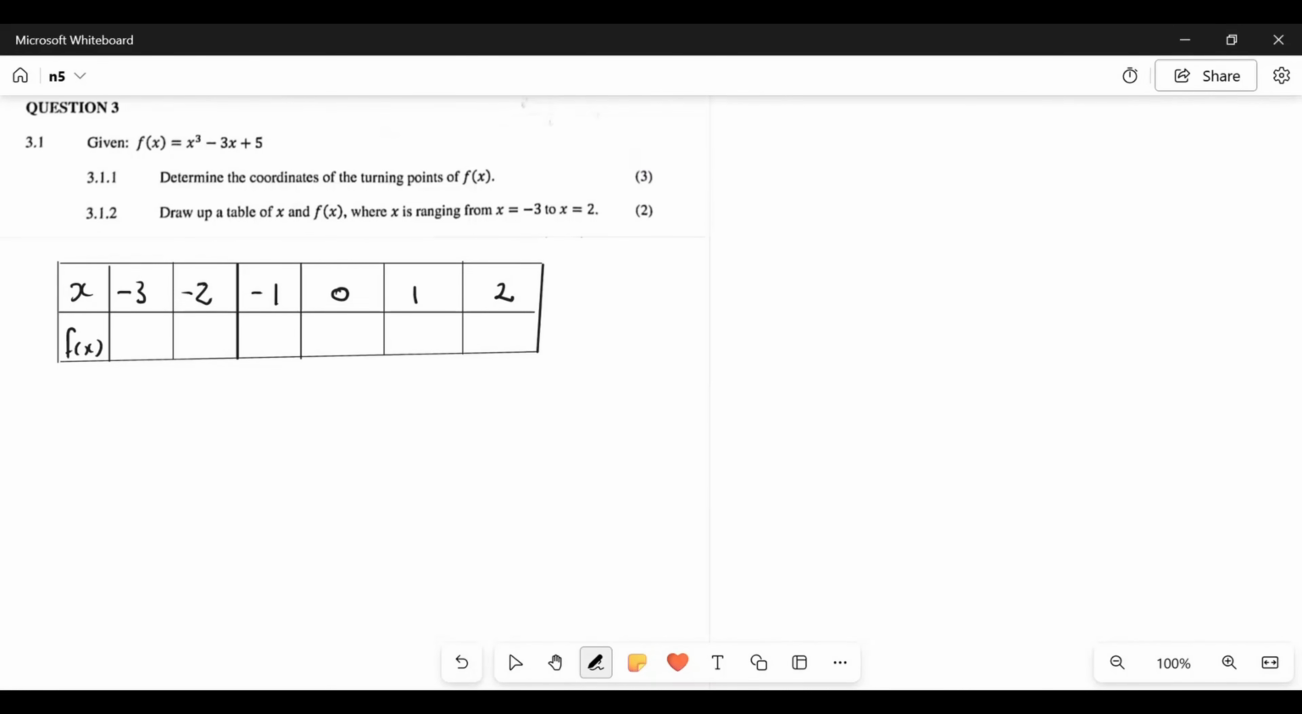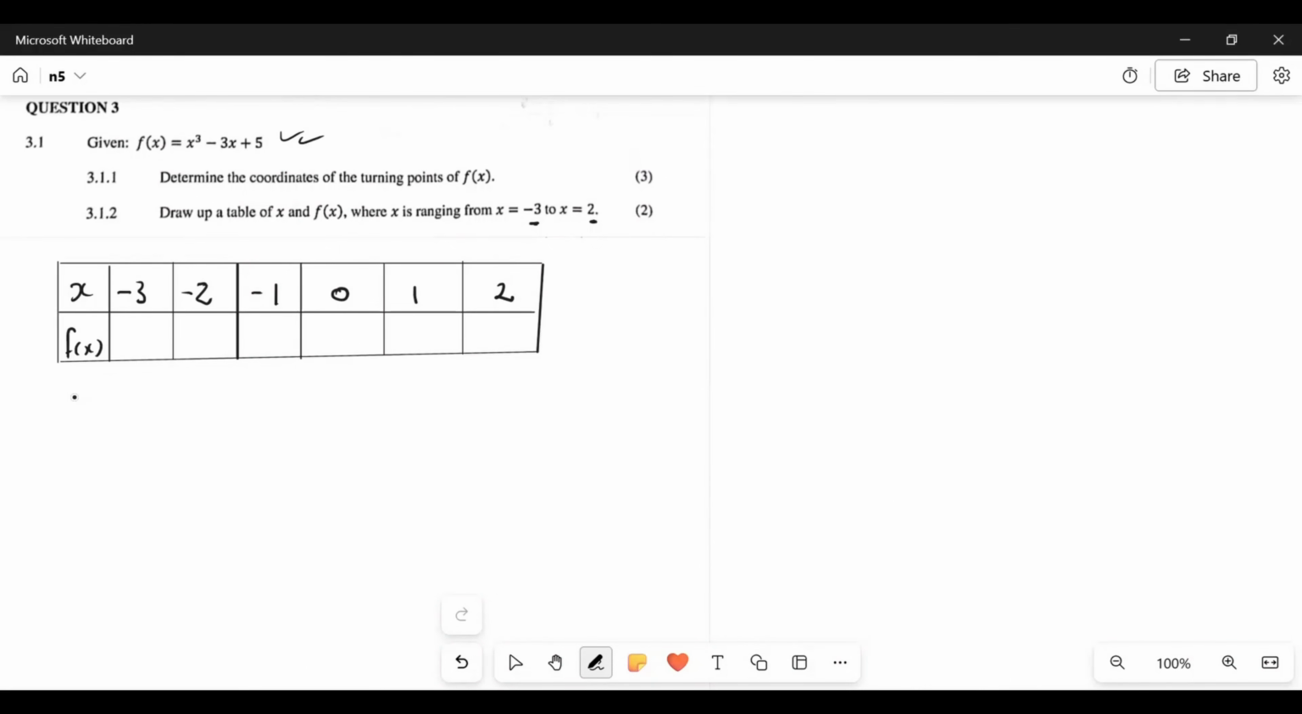All right, so here is our table. Remember, they said it should be from -3 to +2. As you can see, it's starting from -3 to +2. I hope you can see that. So what you need to do here is to substitute the values of x on the original equation.